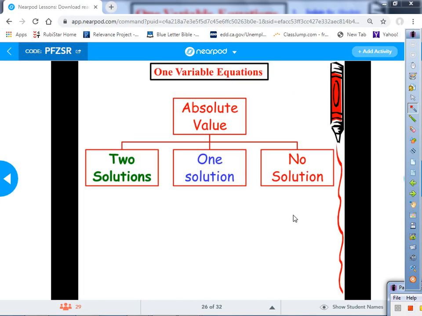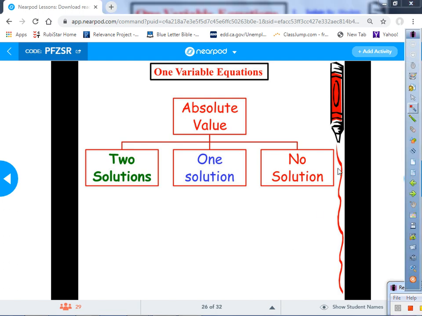So what can we conclude with absolute values? We've been working with absolute values, and there's only three options. What are the three options? We have two solutions if the absolute value is equal to a positive number. One solution if the absolute value is equal to zero. And no solutions when the absolute value is equal to a negative number. So look for those on the home plate.